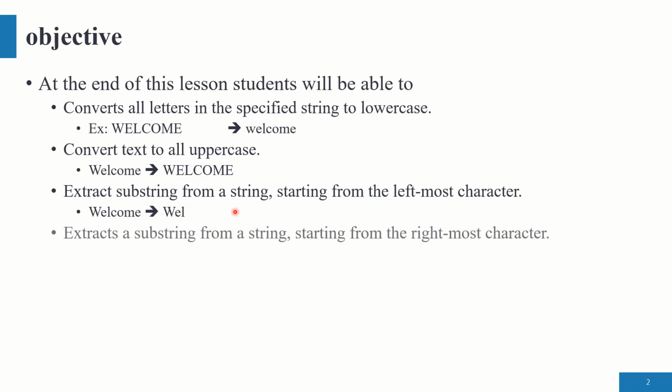Next, extract a substring from a string starting from the rightmost character. So we take out some part of the text from the right. For example, I want to take out 4 characters here, so the result is only the word come. Which function do I use to do this? We will talk about it one by one.